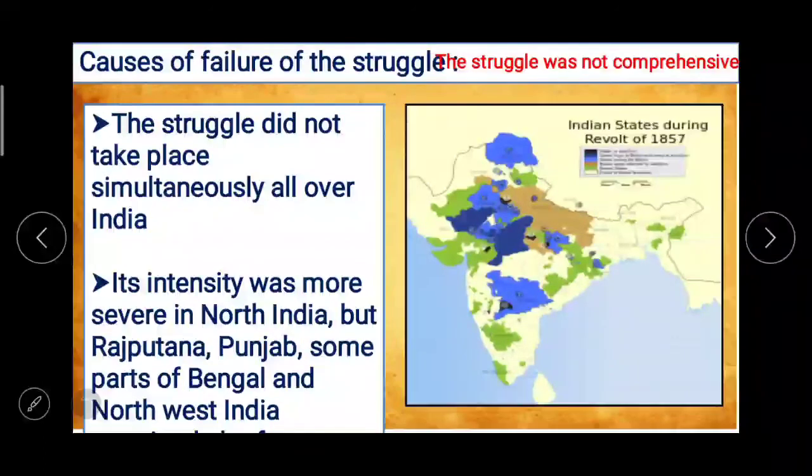So here is the first one. The struggle was not comprehensive. The struggle did not take place simultaneously all over India. जैसे हमने मैप में देखा कि बहुत सारी जगहों पे ये स्ट्रगल हुआ, टेरिटरी अंडर ब्रिटिश कंट्रोल एंड द इम्पोर्टेंट सेंटर्स ऑफ अपराइजिंग, ये दो चीज़ें जो हमने मैप में देखी, लेकिन एक साथ साइमल्टेनियसली एक ही बार सब जगह से अपोज नहीं हुआ, कहीं पर कम, कहीं पर ज़्यादा, तो कहीं पर लेट, कहीं पर बहुत जल्दी.